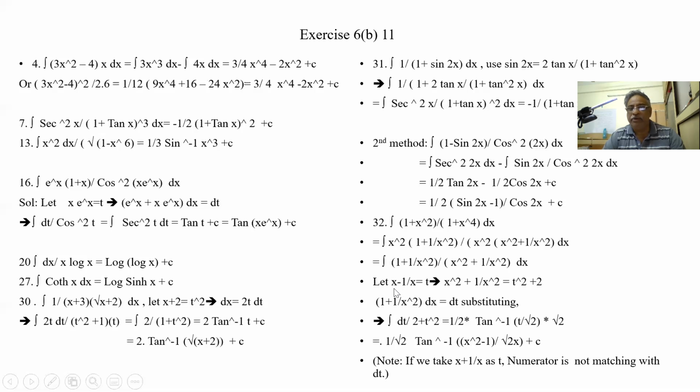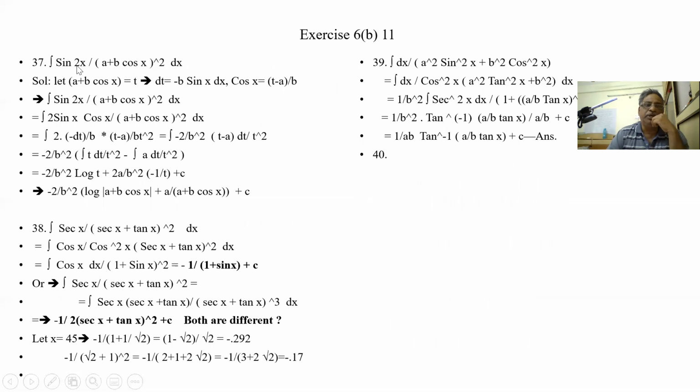So you understand why I have taken x minus 1 by x? Because I want dt in the numerator. If I put x plus 1 by x, dt comes as 1 minus 1 by x square dx, but the numerator is 1 plus 1 by x square. So we have to slightly adjust what to take as t. In both cases, I am getting x square plus 1 by x square, because a square plus b square minus 2ab or plus 2ab, so plus 2 or minus 2 does not matter. Okay. We go to the next one.